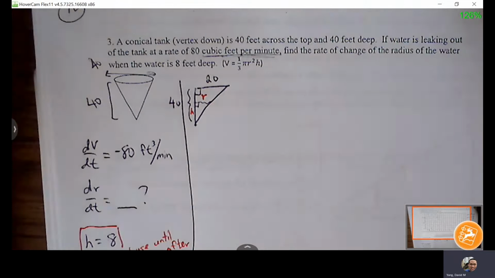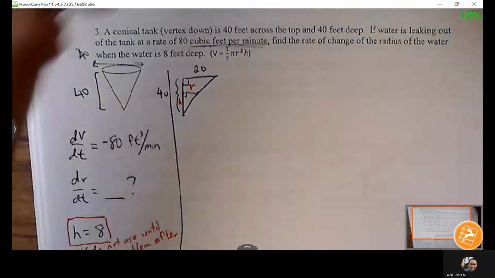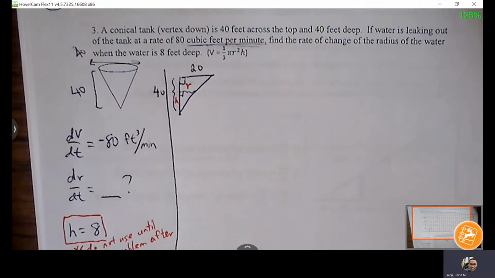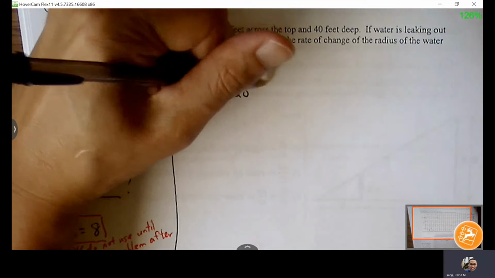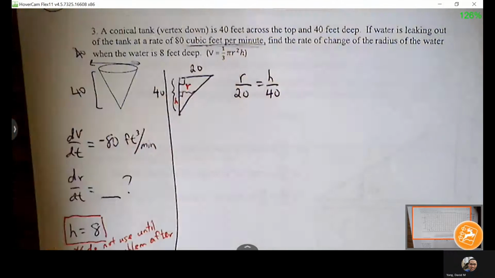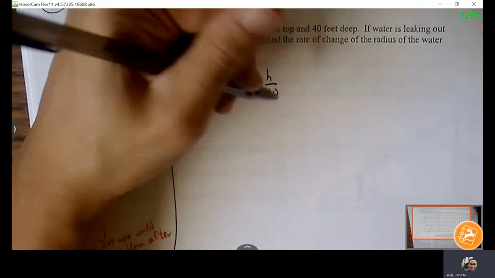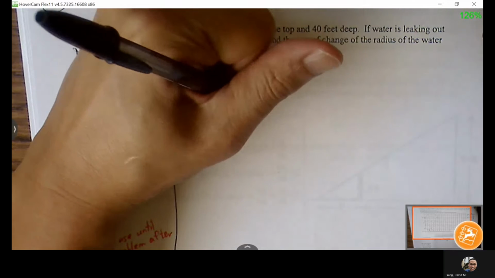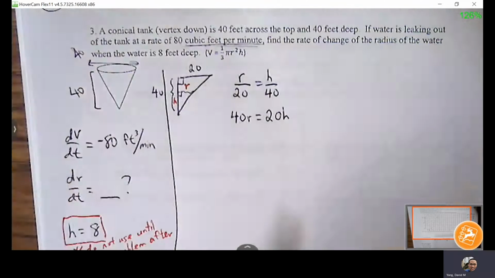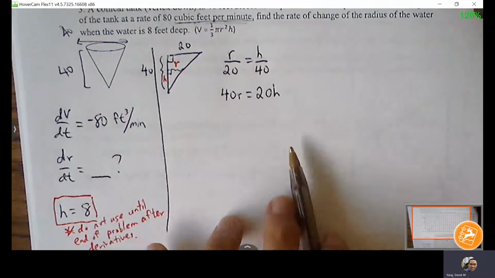Okay, set up your proportion. What would that look like? Let's create a proportional equation. So R over 20 equals H over 40. Cross multiply: 40R equals 20H. So R equals... Now, let's think about this.